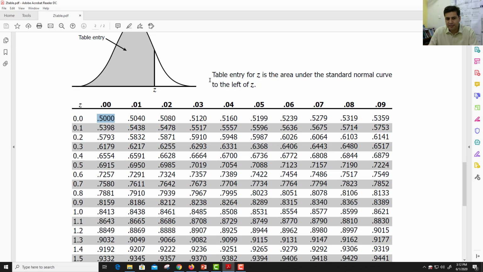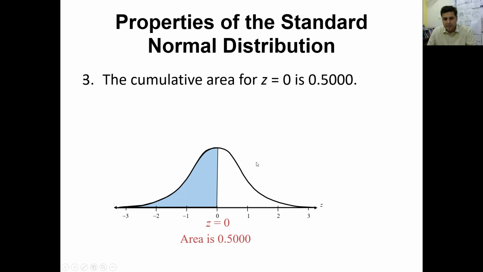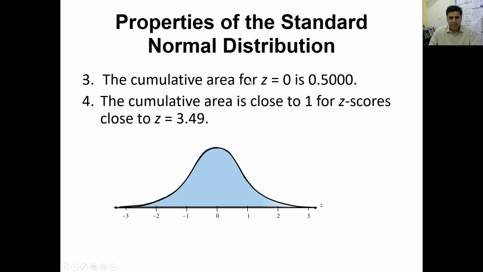Okay, so these are asymptotes; the curve will never touch this z line. I have already calculated that when z is equal to 0, the area will be 0.50. The cumulative area for z is this. The cumulative area is close to 1 for a z score close to 3.49, so the 100% area is approached at 3.49.